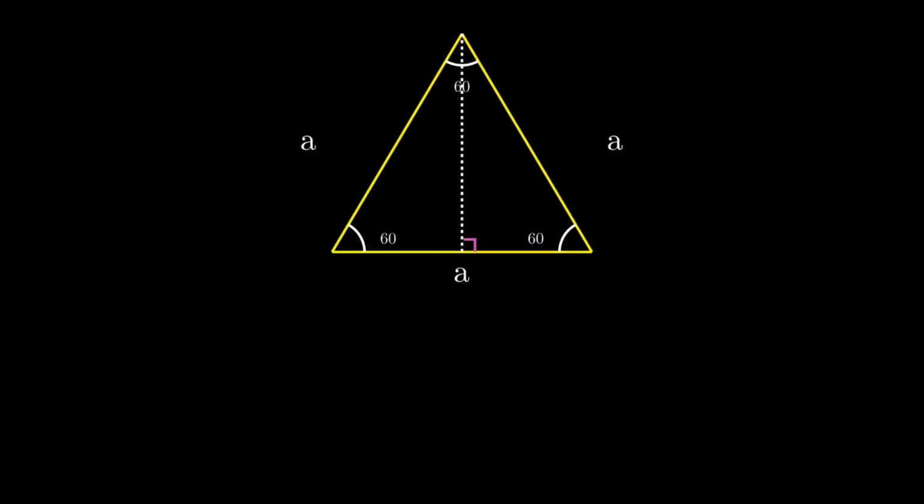According to the property of the triangle, if we draw a perpendicular, it intersects the side and angle into two equal parts. Now split it into two triangles.